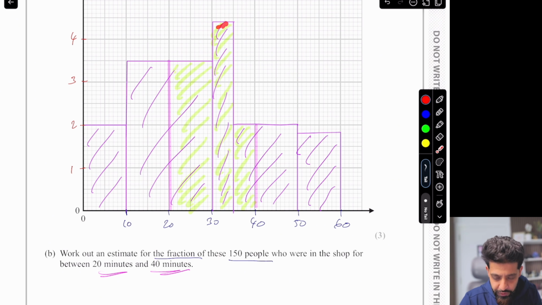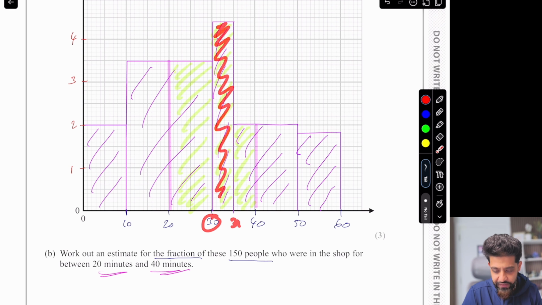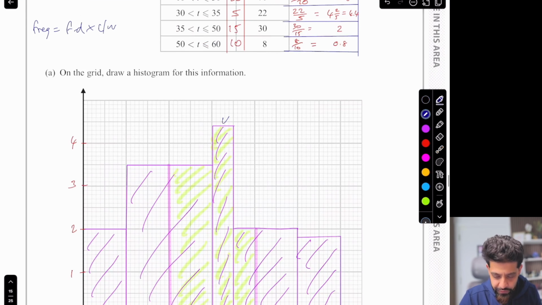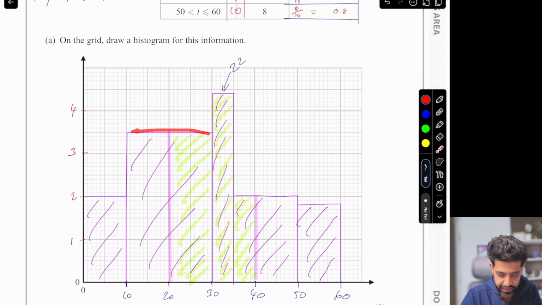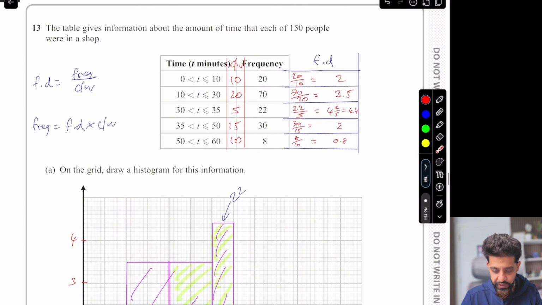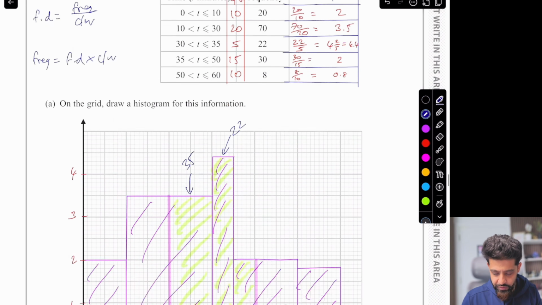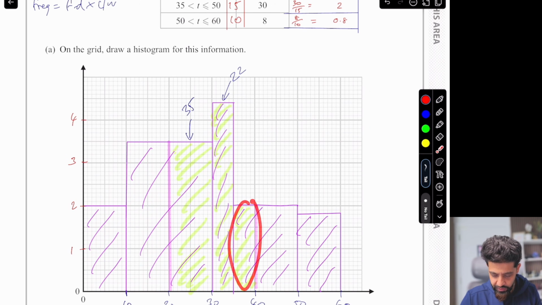Okay, so we know the full amount of this, by the way. That's a complete bar. That's between 30 and 35 anyway. So we know between 30 and 35 was 22. The frequency of this is 22. So that gap is given. The next one, this 20 to 30 is exactly half of what is 10 to 30. So what is 10 to 30? 10 to 30 was 70. Exactly half would mean half of 70, which is 35. So we know that. The only one left is this one, okay?